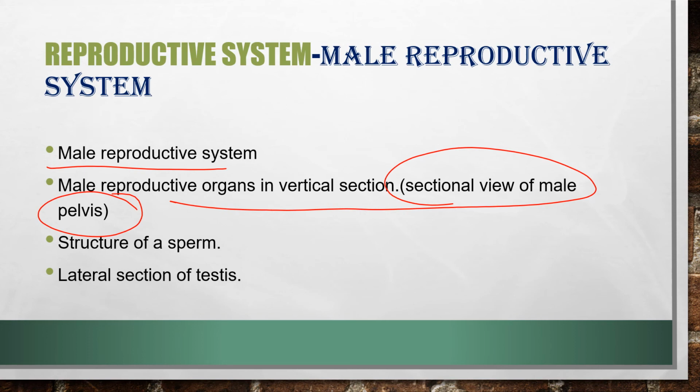Then comes the structure of the sperm and the lateral section of the testes. Is it clear? So sectional view of male pelvis showing the reproductive system, structure of the sperm and the lateral section of the testes.